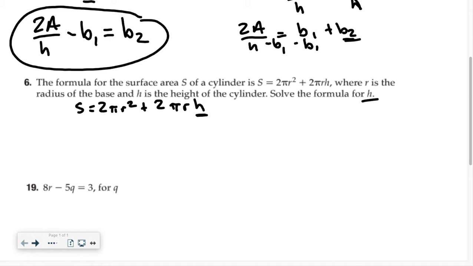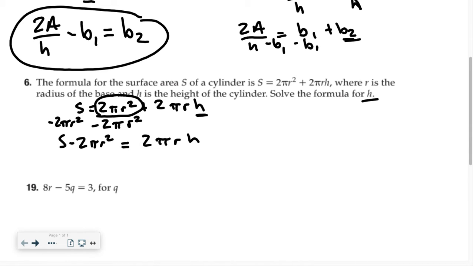Trying to get h alone, the first thing I would get rid of is this whole term, 2 pi r squared. That would be a number if we were plugging r's and everything in. So let's just subtract that 2 pi r squared from both sides. So now we've got S minus 2 pi r squared equals 2 pi r h.